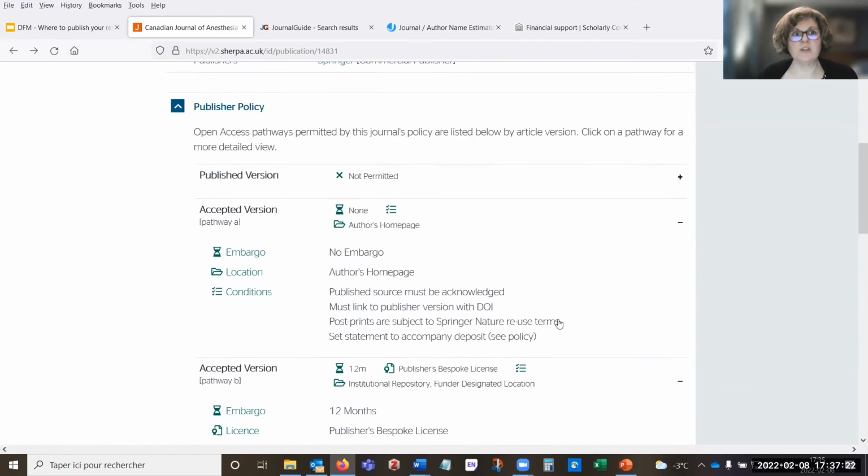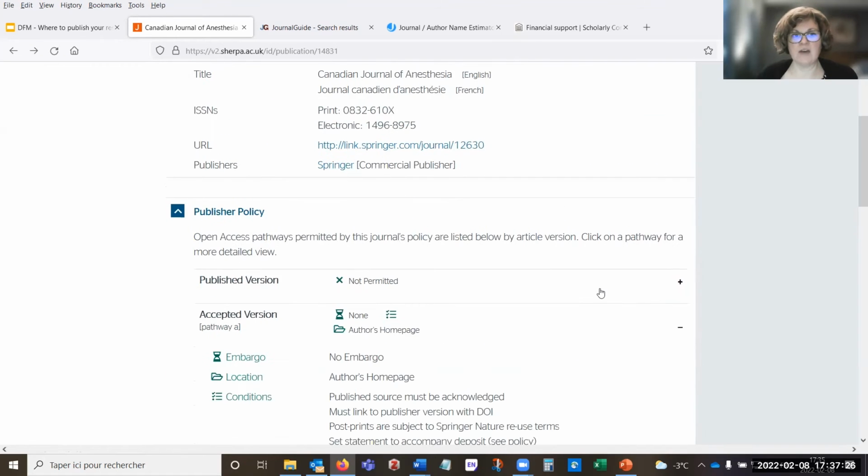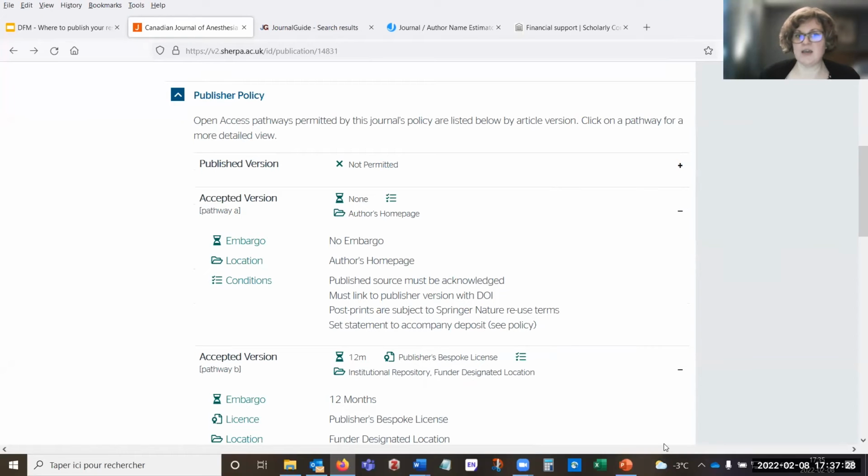So it's worth having a look at Sherpa. So then you can have a quick look and say, okay, can I publish on my repository or not? Yeah, so there we go.